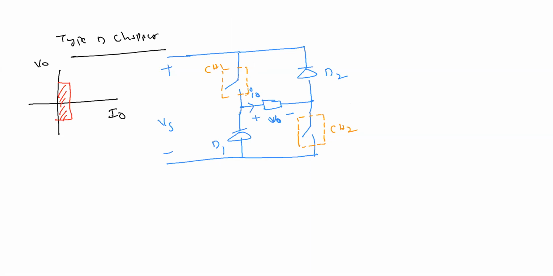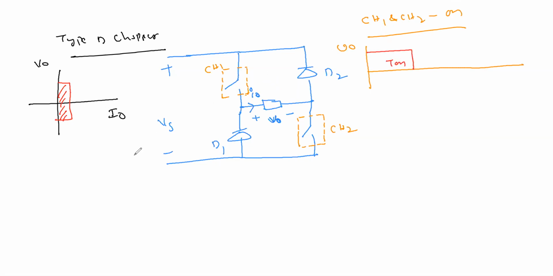So let us see here now. In this case, V naught should come negative, and the current should come positive. Look at the operation. CH1 and CH2 are on. Both choppers are on. What will happen? Let us see. Let me draw that. This is V naught, which is equal to Vs during this on period.